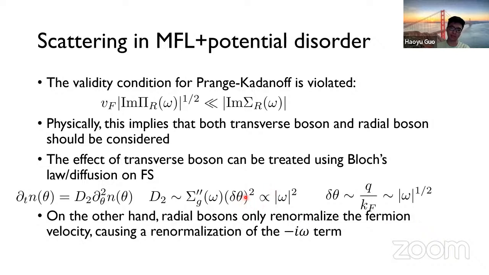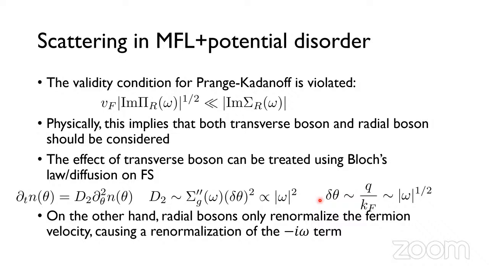Yeah, so for umklapp, I think in this picture you just say that because momentum is not conserved, this delta theta could actually be large. Like the angular step, for example, could be of order 1 because the momentum is not conserved. So in this case, this D2 will probably be linear in omega. So I think there could be a linear-in-T this way. Yeah. Thank you.